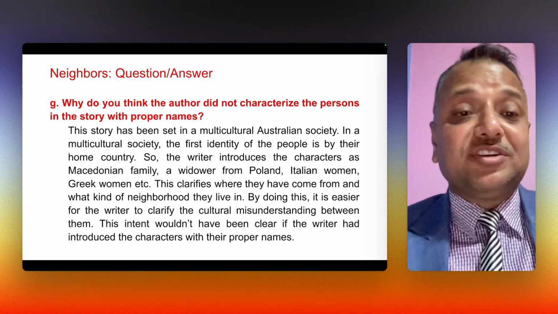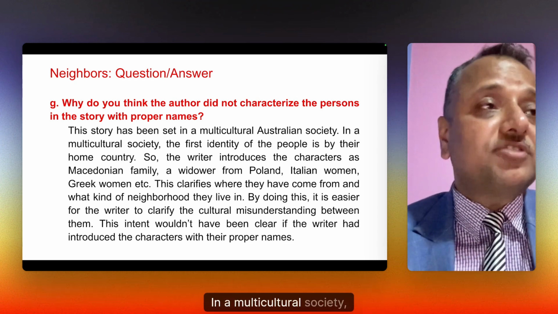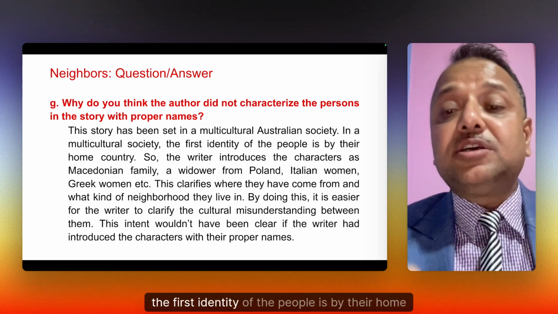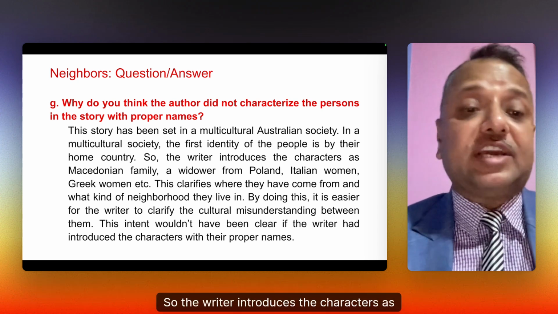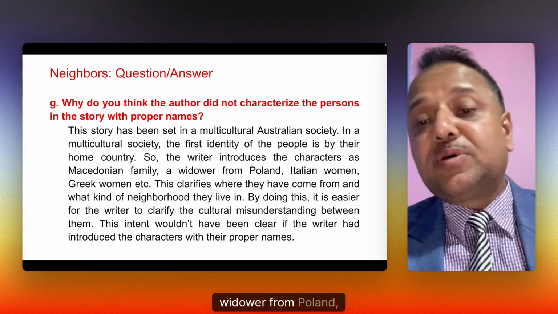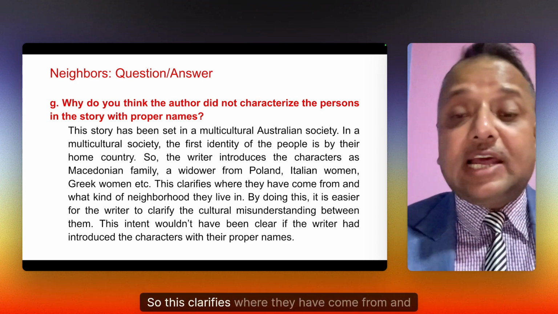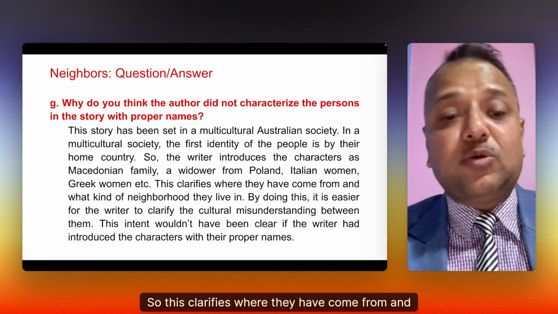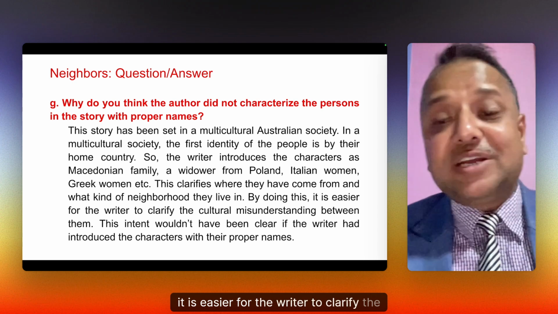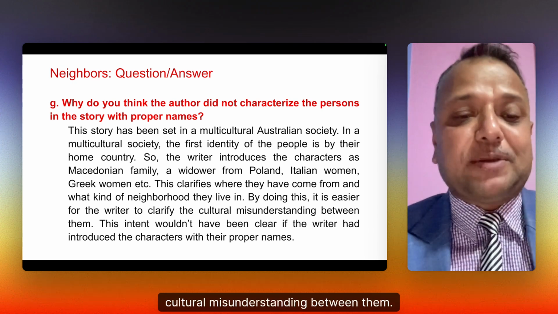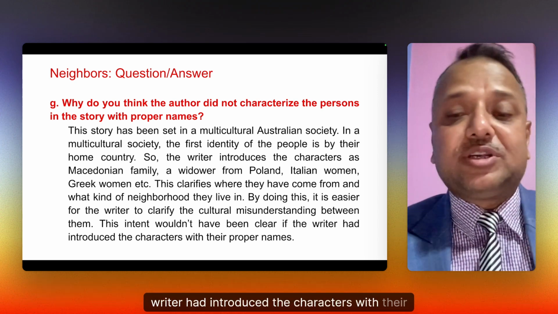The answer goes like this. This story has been set in a multicultural Australian society. In a multicultural society, the first identity of the people is by their home country. So the writer introduces the characters as Macedonian family, widower from Poland, Italian women, Greek women, etc. So this clarifies where they have come from and what kind of neighborhood they live in. By doing this, it is easier for the writer to clarify the cultural misunderstanding between them. So this intent wouldn't have been clear if the writer had introduced the characters with their proper names.